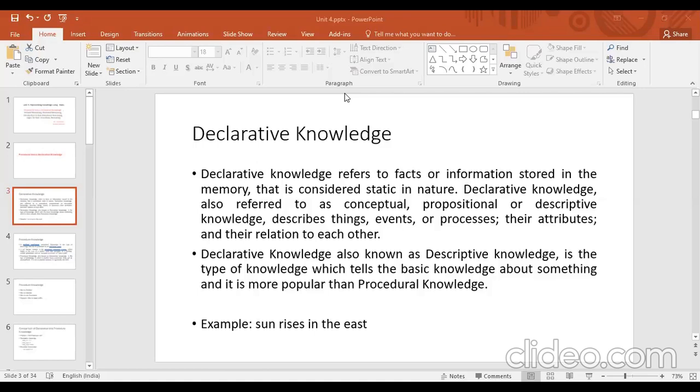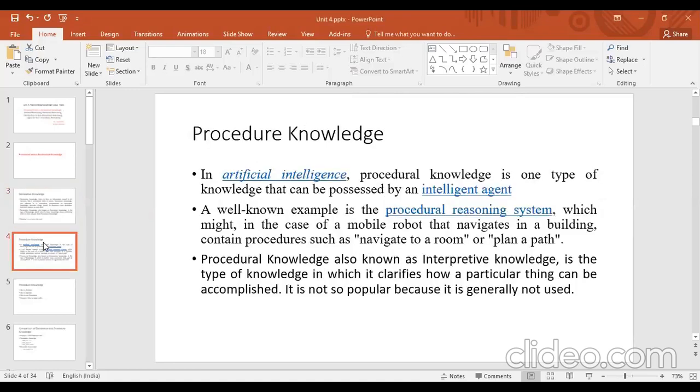Next we will study different examples so that it is clearer. One by one we start. Now I give the overview of what procedural knowledge is. In artificial intelligence, procedural knowledge is one type of knowledge that can be processed by an intelligent agent. It means you have given knowledge to a system, and now you have to solve your problem or require some action without the help of a human.